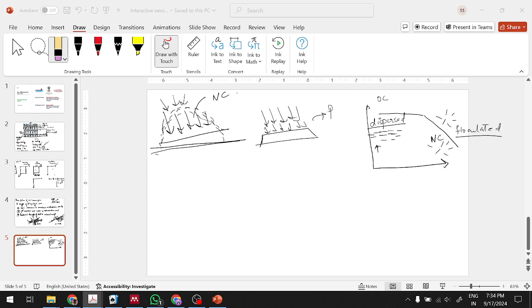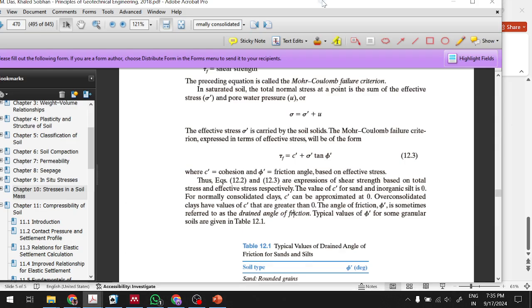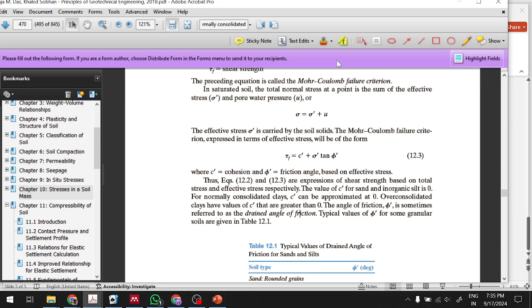So it's written here that the C dash for sand and inorganic silt is 0. For normally consolidated clays, C dash can be approximated at 0. Can you see my screen? This is B.M. Das.